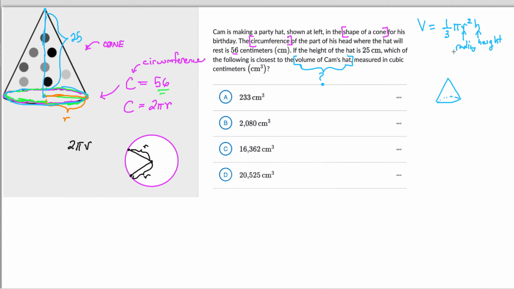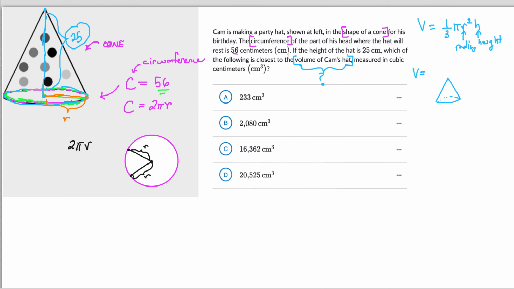Now, with this, I look and say to myself, okay, I have h. H is 25. So if I'm trying to find volume, I could substitute. I know what h is. It's 25. I'm done with that. But now, what about radius? Do I know the radius? Let's see. The circumference is this, but I don't have radius. Oh, so I guess I can't do this.